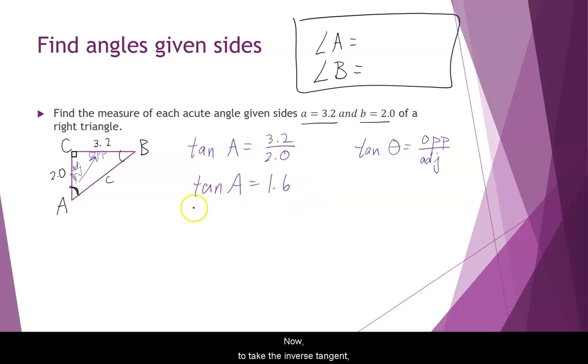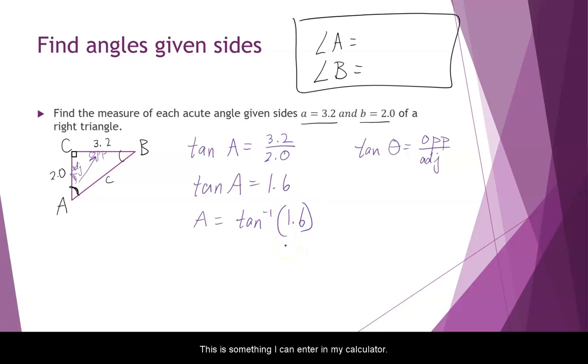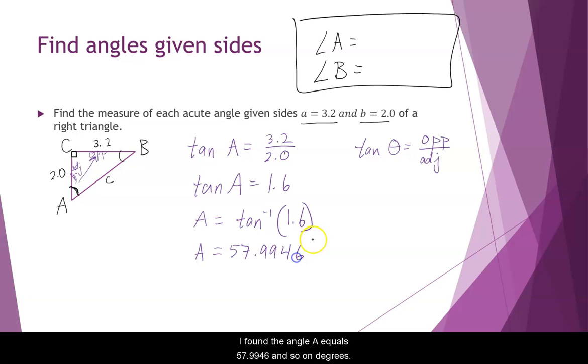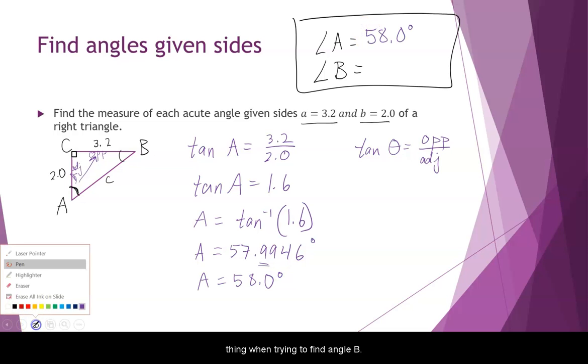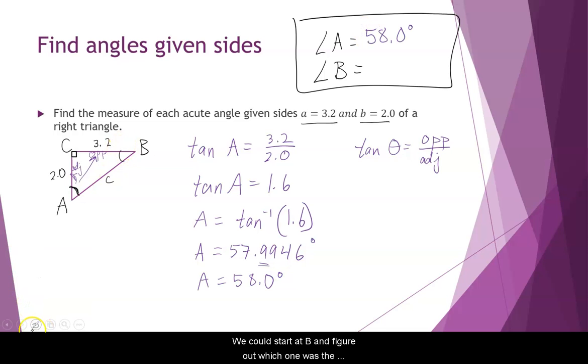Now, when I take the inverse tangent of the left-hand side, we're left with just angle A. And on the right-hand side, we have inverse tangent of 1.6. This is something I can enter in my calculator. And I found that angle A equals 57.9946, and so on, degrees. If we round that to the nearest tenth of a degree, we end up rounding this up to 58.0 degrees.